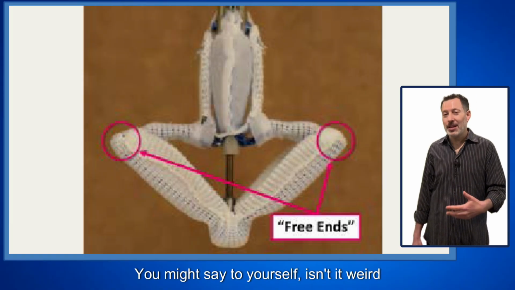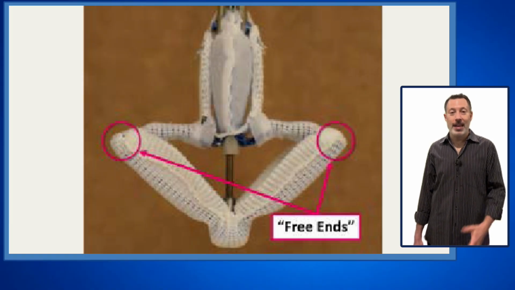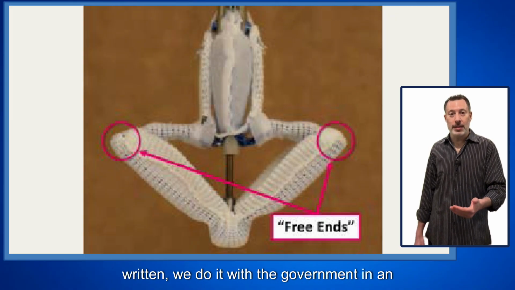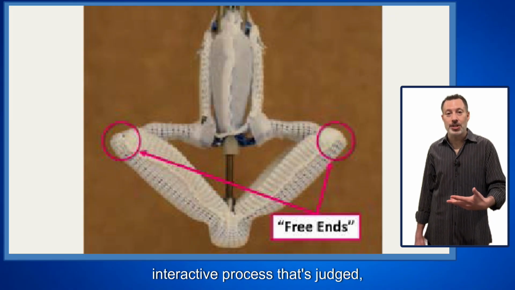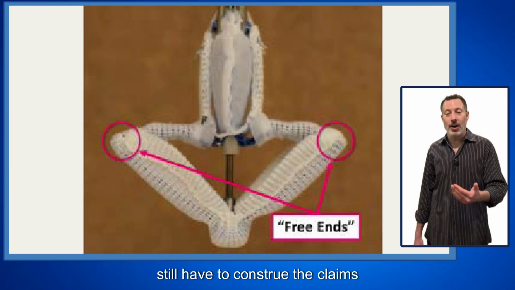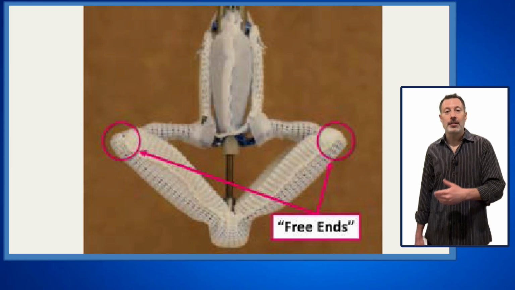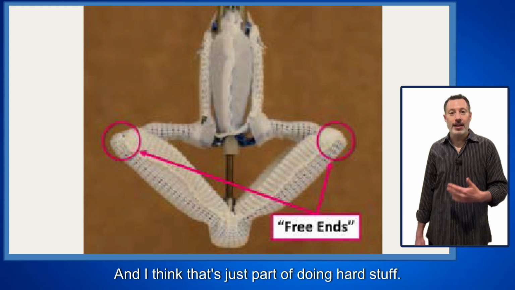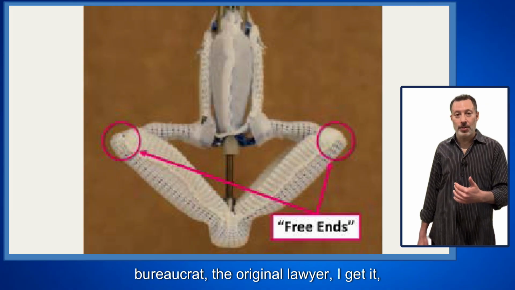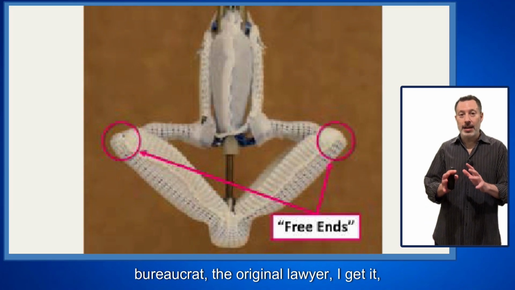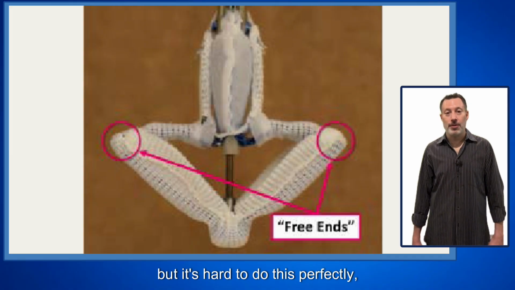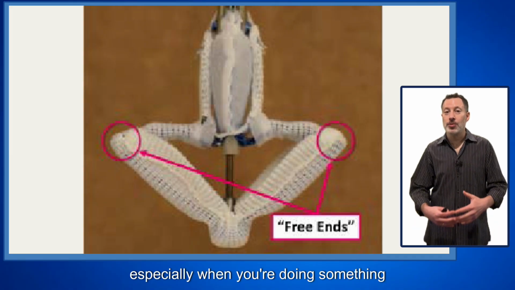You might say to yourself, isn't it weird that we do claim construction? After all, when the claims are originally written, we do it with the government in an interactive process that's judged. Patent prosecution. Isn't it weird that once we do that, we still have to construe the claims? In court, for example, later on. And I think that's just part of doing hard stuff. The government bureaucrat, the original lawyer, I get it, they try really hard to write us good claims, but it's hard to do this perfectly, especially when you're doing something amazing.